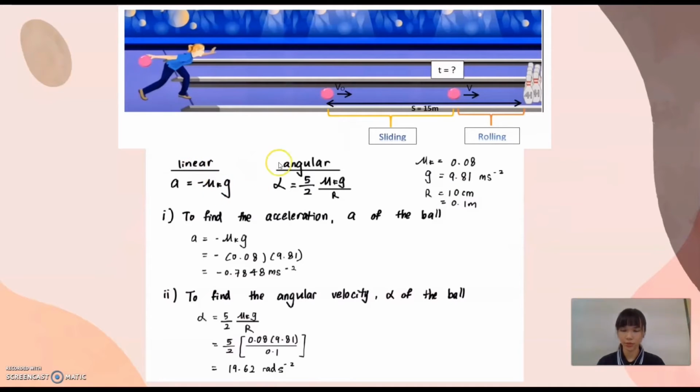So these are the two equations that we obtained from LO2, one for the linear acceleration while the other is for angular acceleration. So our first problem is to find the acceleration of the ball. By using this equation and substituting k equals 0.08 and g equals 9.81, we'll get negative 0.7848. And the second problem is to find the angular velocity of the ball. By using this equation and substituting r equals 0.1 m, we'll get 19.62.